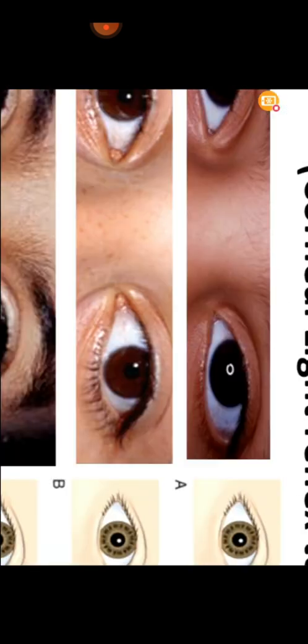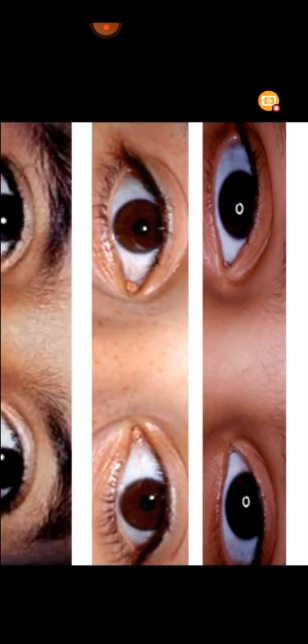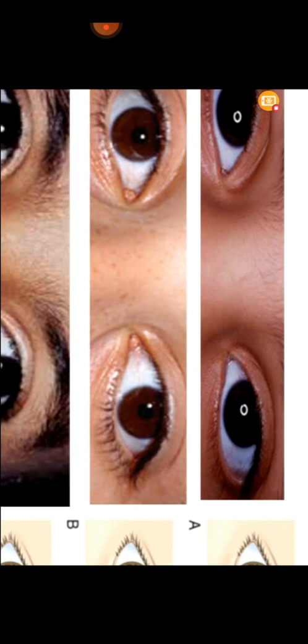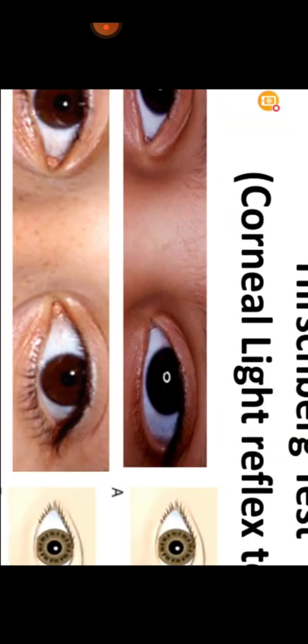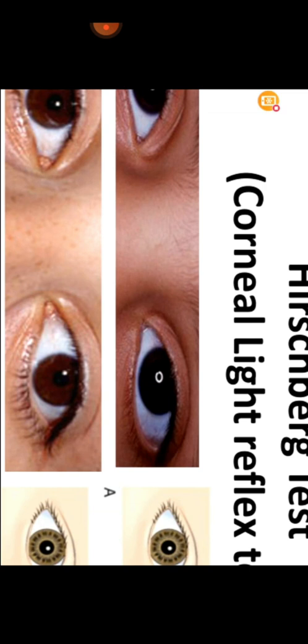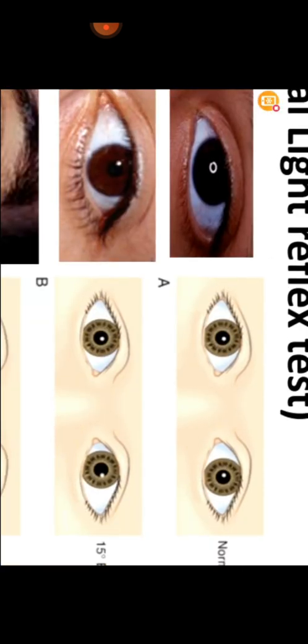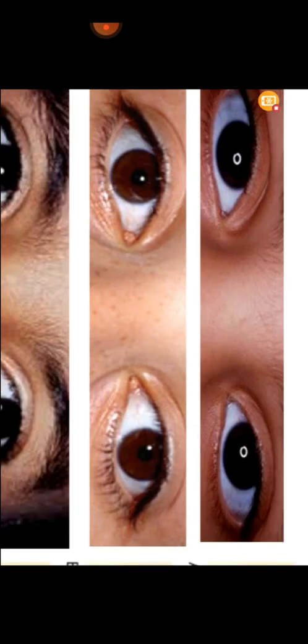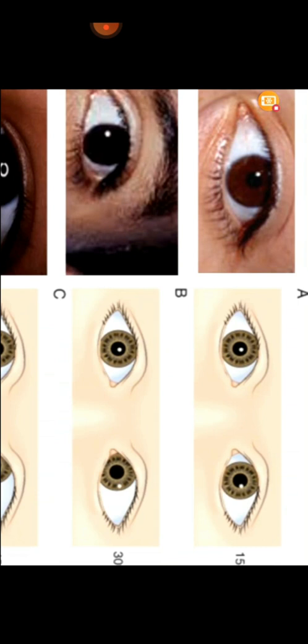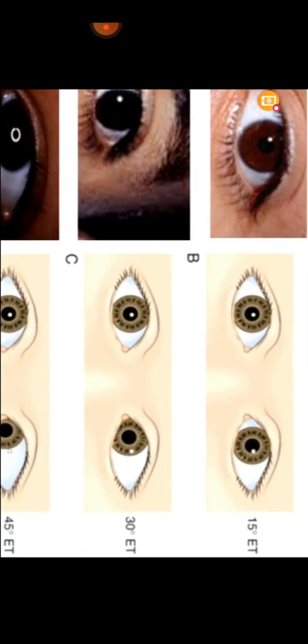But in the second picture, you can see that for the left eye, the light is projected near the pupil, near the pupillary margin, and you give a 15-degree deviation to the eye. In the third picture, you can see that the pupillary margin is crossed, and the light is appearing on the iris. So you describe it as a 30-degree deviation.